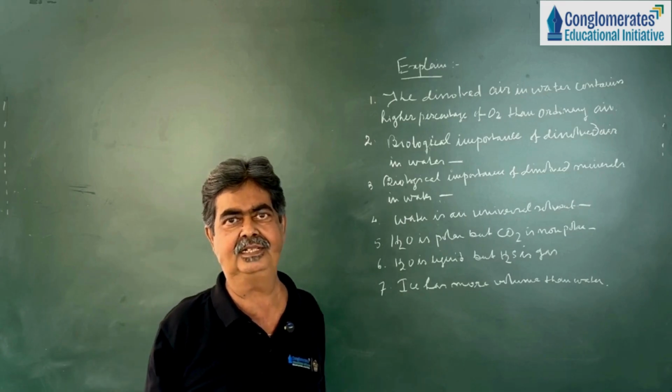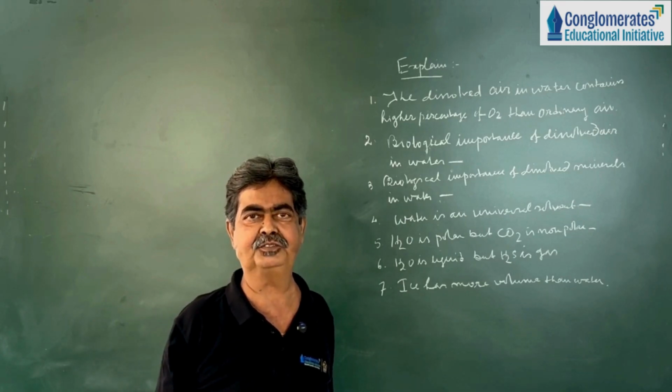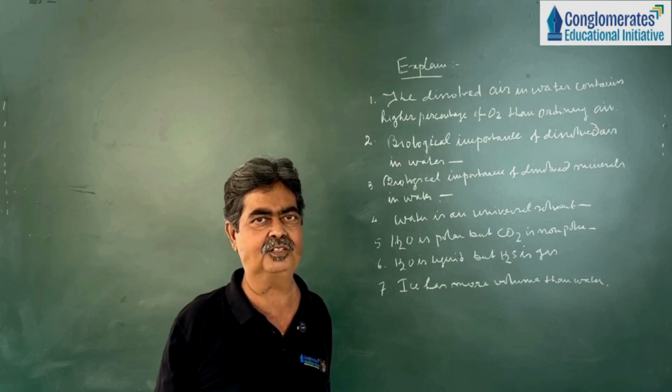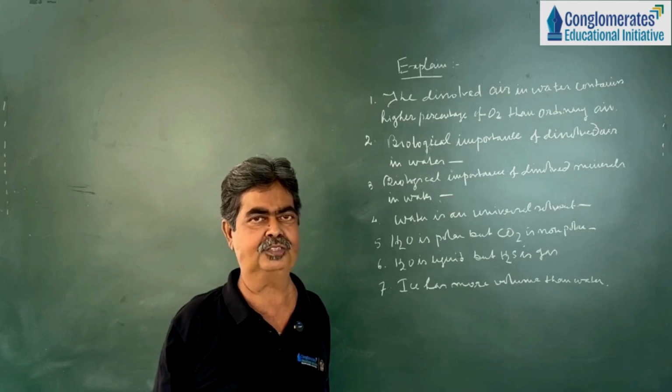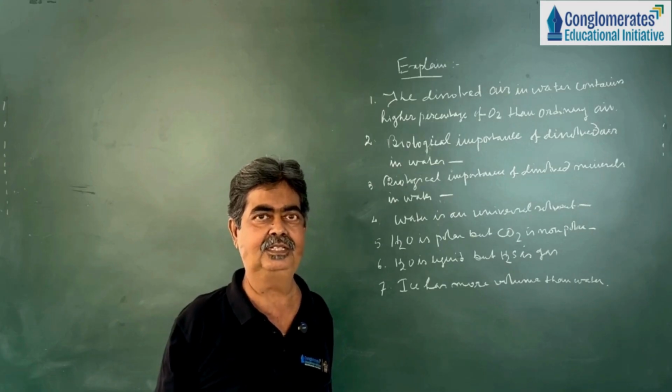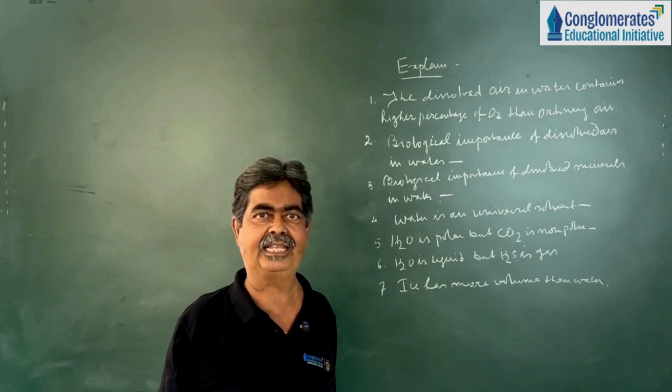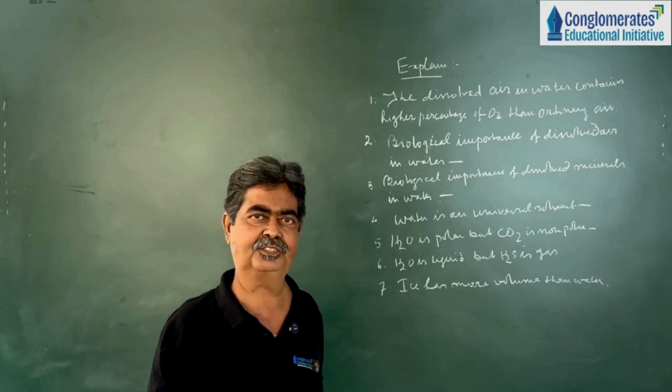I repeat, in air, the main constituents are nitrogen and oxygen. Nitrogen is less soluble than oxygen, so oxygen is more soluble in water. So we get in water higher percentage of oxygen than nitrogen. Okay, the first question I have discussed.